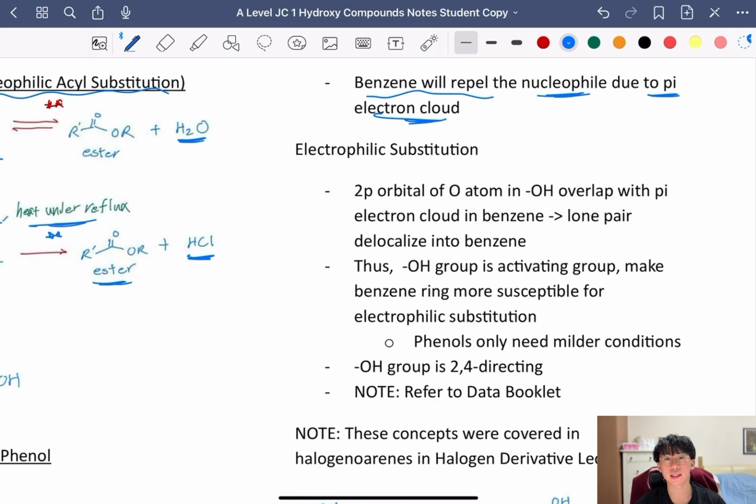Your phenol has a benzene ring, so it can undergo electrophilic substitution as well. Now with this same principle over here, which is the 2p orbital of the O atom is overlapping with the pi electron cloud, so the lone pair of the O atom is delocalized into the benzene ring. Because of this, your OH group is actually an activating group. It's donating electrons to the benzene ring via resonance. And because of this, your benzene ring is actually more susceptible to electrophilic attack and hence electrophilic substitution.